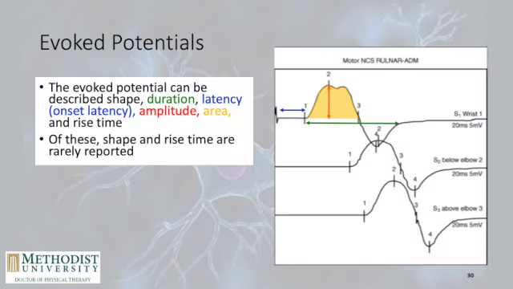Looking at evoked potential, what we're looking at here is shape, duration, latency, amplitude, all these things. Area basically means area under the curve. Usually what's going to be reported is everything except for the shape and the rise time. Usually we're going to report the rest of those things. So just be aware of how an evoked potential looks and the pieces and parts of those.